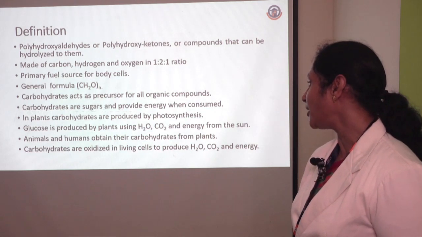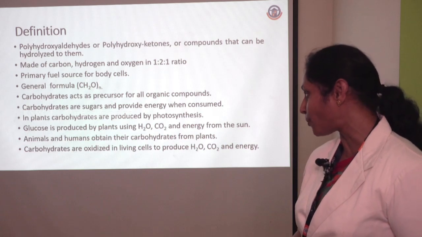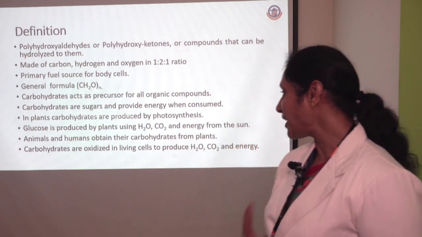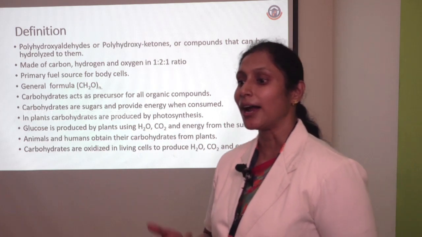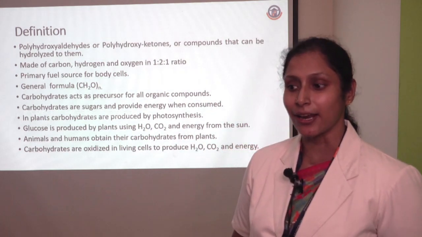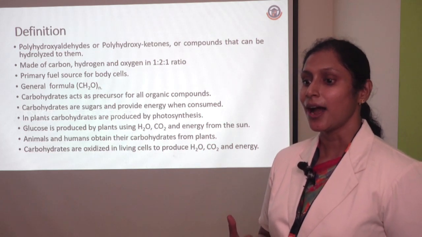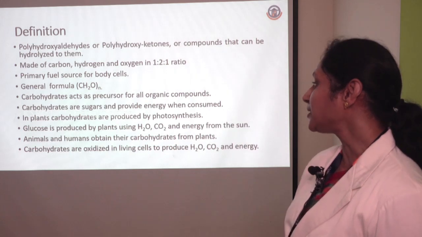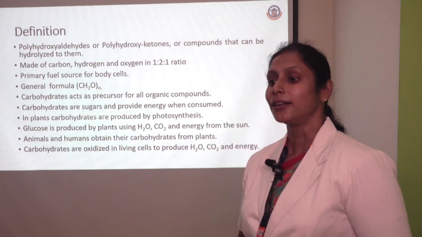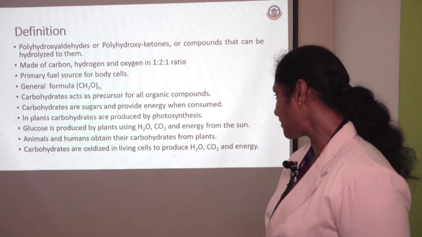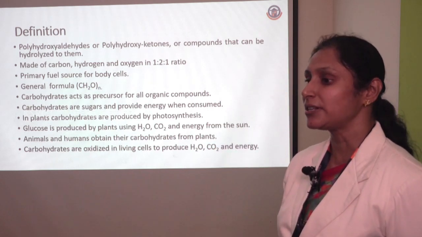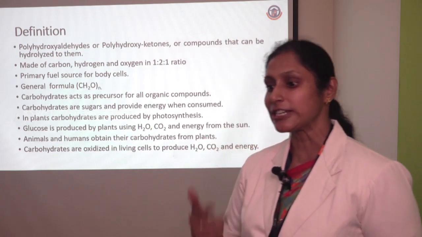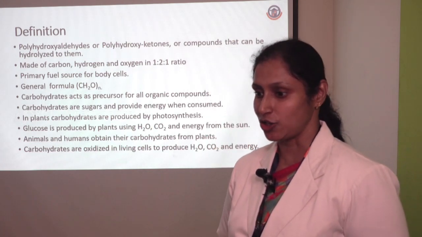In plants, carbohydrates are produced by the photosynthesis process. So how are carbohydrates produced in plants? By utilizing energy, water and the carbon dioxide that we exhale, the plants produce carbohydrates through photosynthesis. Animals and human beings obtain their carbohydrates from plants, and carbohydrates in animals are oxidized to produce water, carbon dioxide and energy.